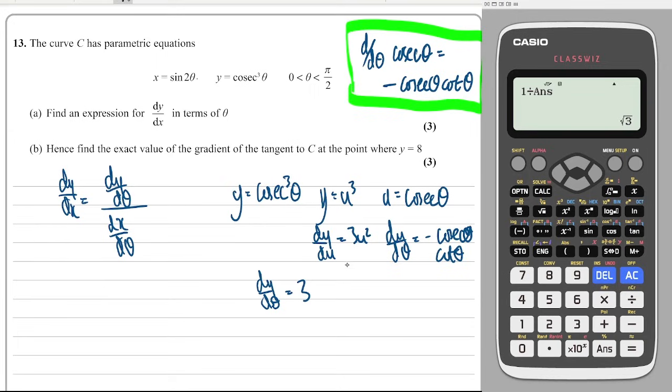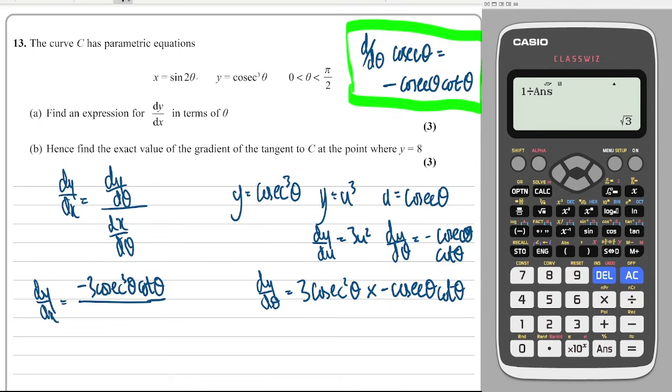So I get 3u squared is cosec squared, and I'd multiply that by minus cosec theta cot theta. So overall, over here, I've got my dy by dx, and the top part, the numerator, will be minus 3 cosec cubed theta cot theta, and then the denominator will be the x derivative, which will be 2 cos 2 theta.